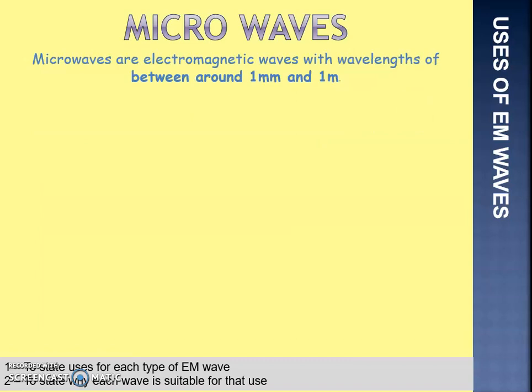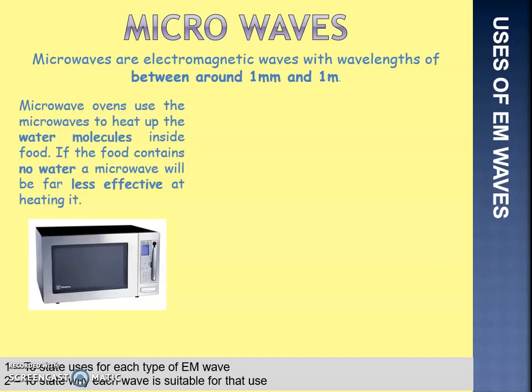Next one are microwaves. Microwaves are waves with wavelengths between 1 millimeter and 1 meter. Microwaves can be used generally for microwave ovens. The microwaves heat up water molecules, so they get absorbed by water molecules inside the food.